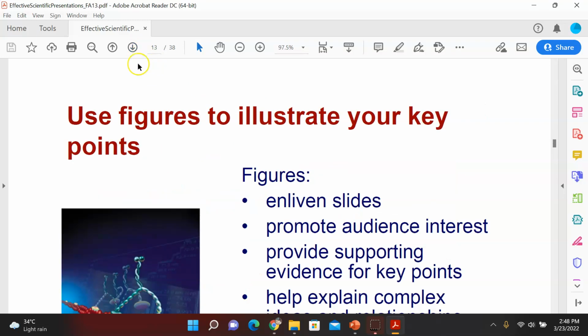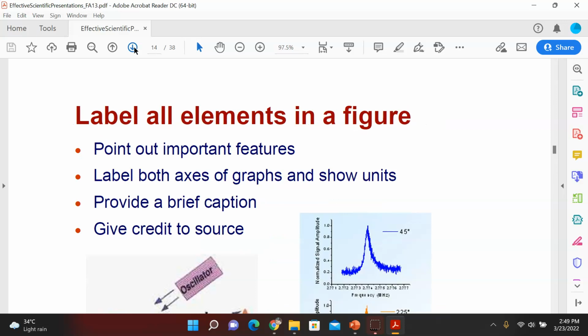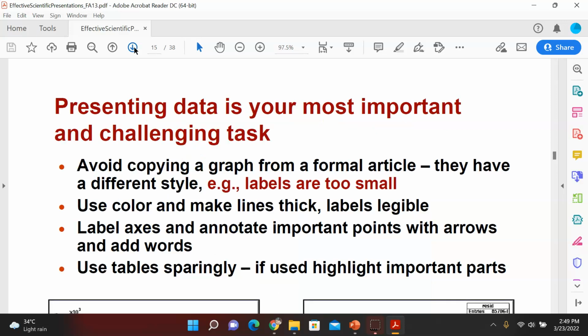Figures are important. Again, I will mention about that. Sometimes one of the what they call proverbs, they say a picture paints a thousand words. So sometimes a picture conveys information much better than words. Okay, but not always. Okay, these are things that you need to do when you put figures in.